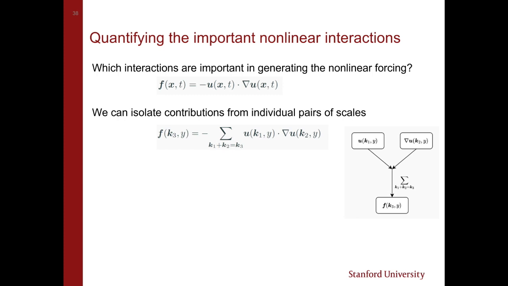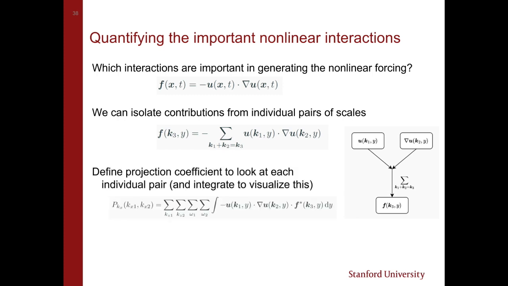So schematically here, we're going to look at all of these interactions and how much they contribute to F. And then we're going to run that F through the resolvent operator one more time, and see how much each of those contributions contributed to the response.